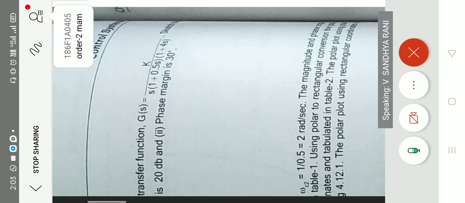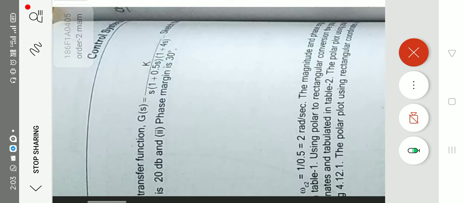Here one system is there: G of S is equal to K by S into (1 plus 0.5 S) into (1 plus 4S). In this, what is the type and what is the order of the system? Anyone? Anyone tell me? Order? No. Not two.